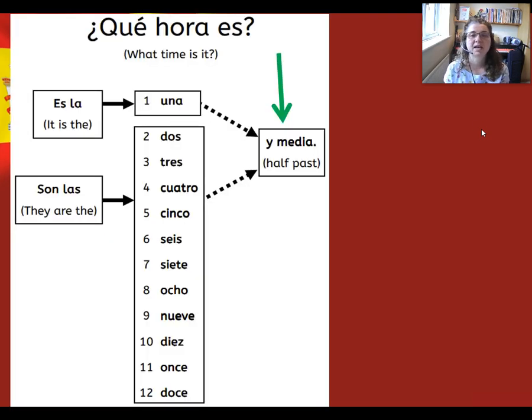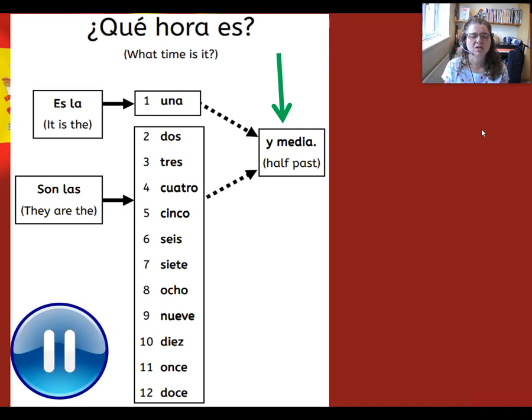So when we want to say that it's half past something in Spanish, we say that it's the o'clock and then we add on to the end y media. So you know that y is and. Does media remind you of any words that you've encountered in maths? Pause the video now and see if you can think of any words you know from maths that are like media and have something to do with half. Press play when you're ready to talk about the answers.